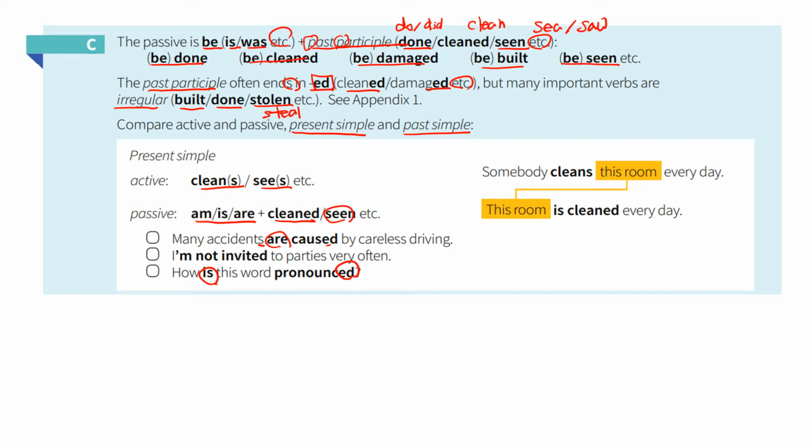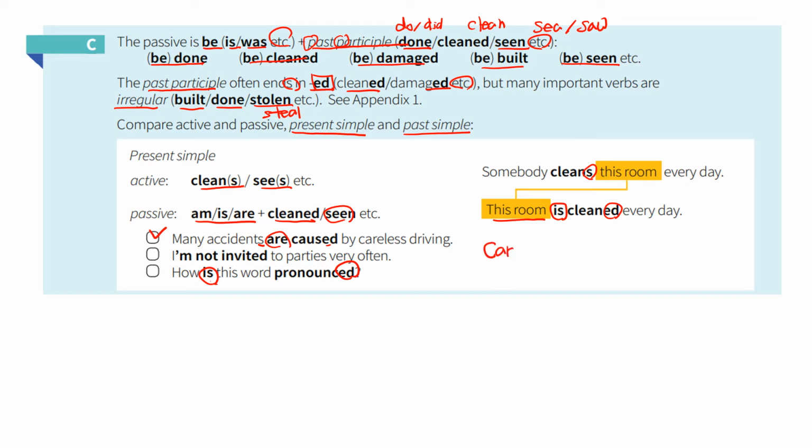This room, so third person singular, and this is present. So we use is and then the past participle. This room is cleaned every day. Okay. So maybe we can practice this sentence.